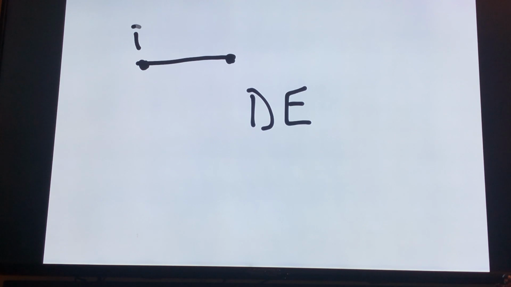So since we're drawing a segment, how many points does it have? 2. And if you look in your book, you see they chose to use D and E. So we'll put D and E. Or you could read it E to D.